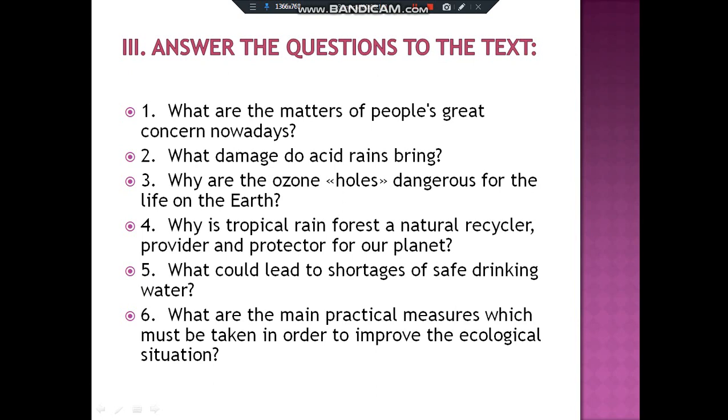Answer the questions to the text. What are the matters of people's great concern nowadays? What damage do acid rains bring? Why are the ozone holes dangerous for life on the earth? Why is the tropical rainforest a natural recycler, provider and protector for our planet? What could lead to shortages of safe drinking water? What are the main practical measures which must be taken in order to improve the ecological situation?